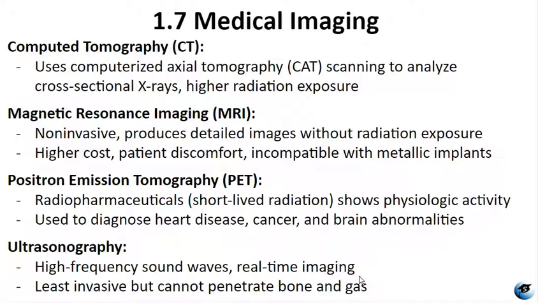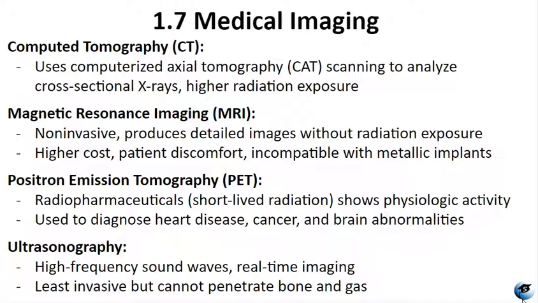Magnetic resonance imaging, the MRI, was introduced in the 1980s and relies on nuclear physics to produce detailed images without radiation exposure. However, MRIs are quite costly and they require patients to endure confinement for quite a while and really, really loud noise. Positron emission tomography utilizes radiopharmaceuticals to illustrate physiological activity in the body. These types of scans offer insights into organ function.